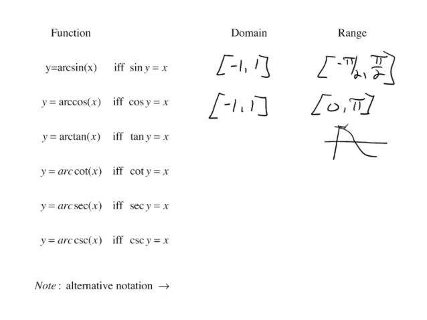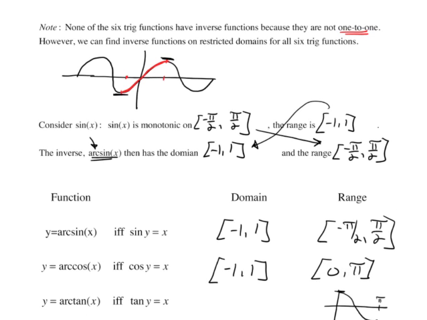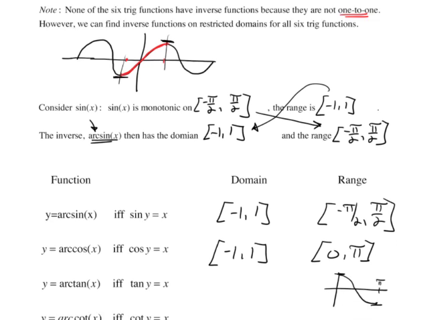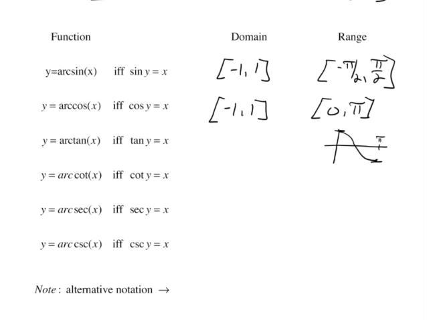This is cosine of 0, and right here would be pi. So it's one-to-one on that restricted domain, just like up here with sine. When I restricted sine to be negative pi over 2 to pi over 2, I got a one-to-one function. It's the exact same idea.